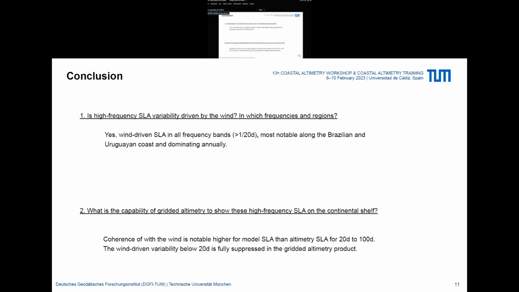The coherence of the wind is notably higher for the model than for the altimetry for 20 to 100 days. And the wind-driven variability below 20 days is fully suppressed by the gridded altimetry. But I don't want to leave you with this as a last slide. I also want to tell you what we could use this knowledge for.